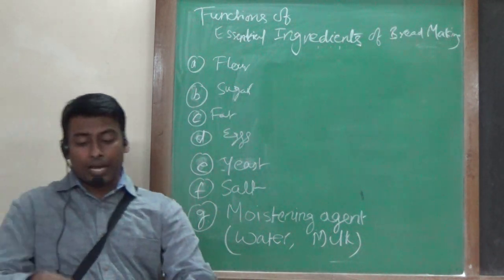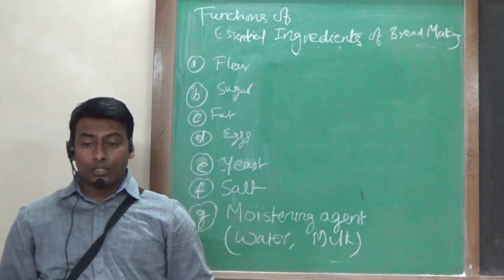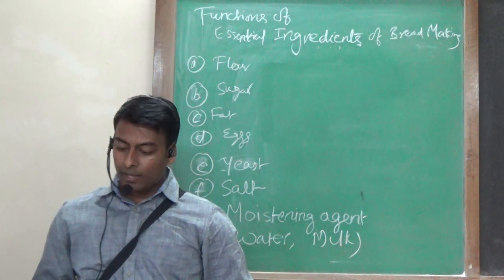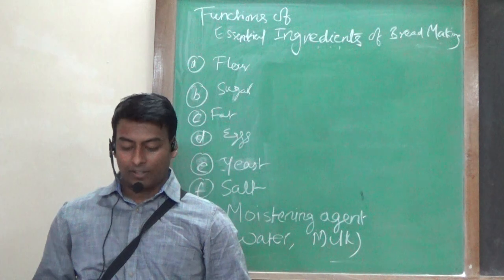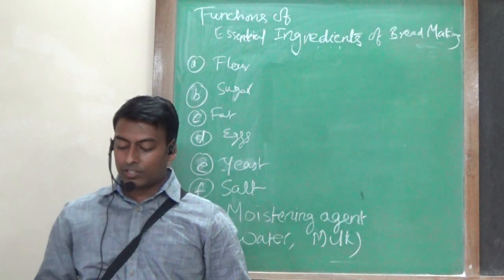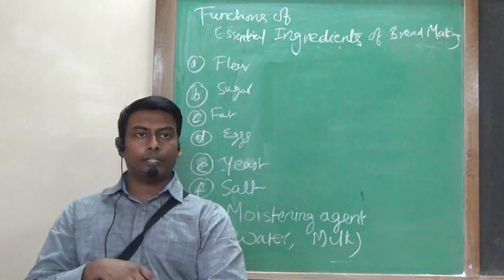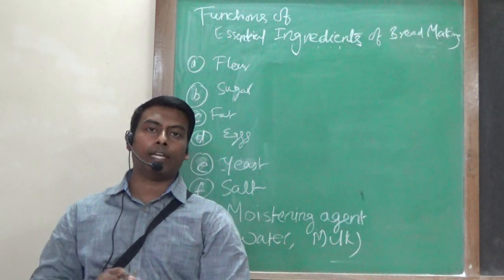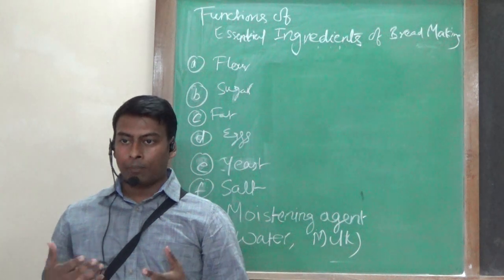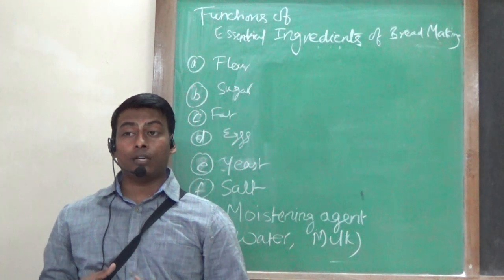Yeast has a few functions which help in bread making. Yeast is mixed with the flour into the dough. It releases CO2 and it helps to rise the product. Yeast increases the volume and improves the grain and the texture and flavor of the baked product. The main function of the yeast is that it helps to rise the product, makes the product softer and increases the volume of the product.